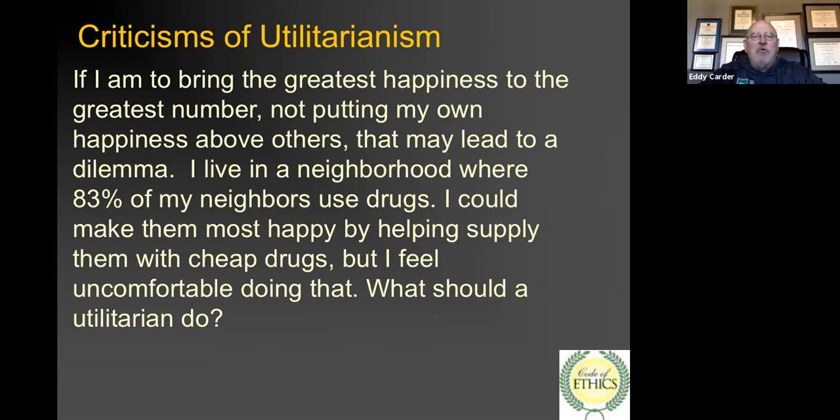I live in a neighborhood where 83% of my neighbors use drugs. I can make them most happy by helping supply them with cheap drugs. Really, now think about this. This is a practical outcome. It may be an argument ad absurdum, but nonetheless still a possible practical implication of utilitarianism. If 83% of my neighbors use drugs, then I can make them happiest with cheap drugs. But I feel uncomfortable in doing that. What should a utilitarian do?